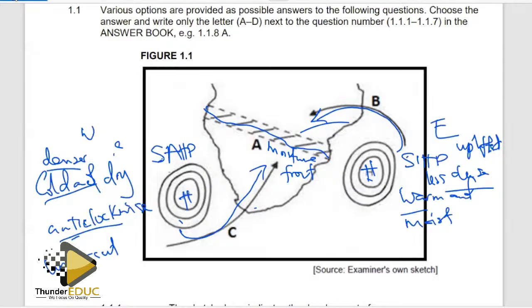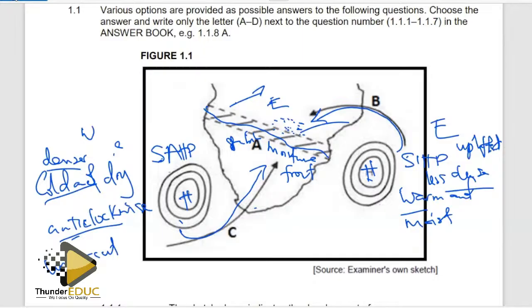As this one is uplifted, because of its moisture content, it's going to reach condensation level and create clouds that are rain-bearing. So on the eastern side of the moisture front, we have rain-bearing clouds. And this side will have stability. It will be stable. And the moisture front will move in that direction, to the east.